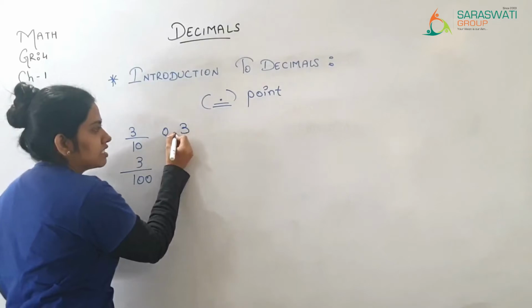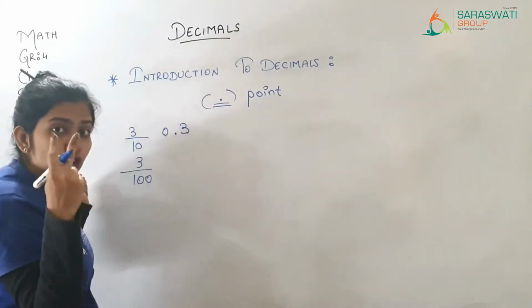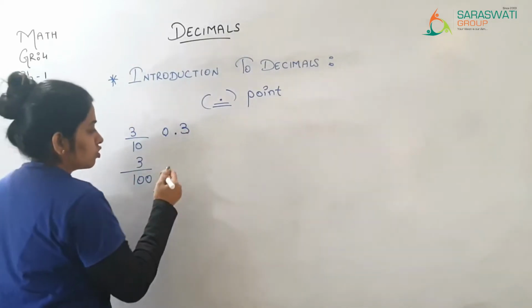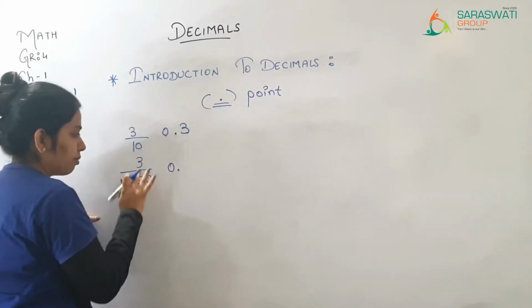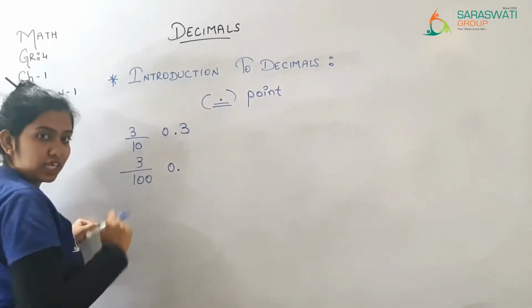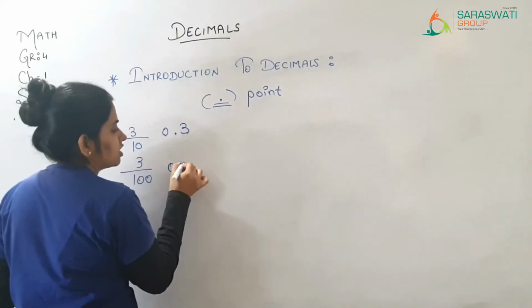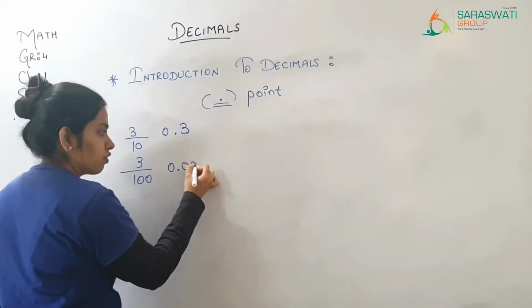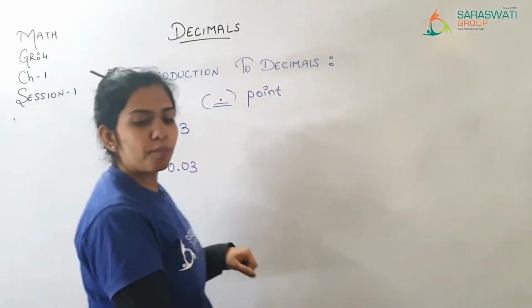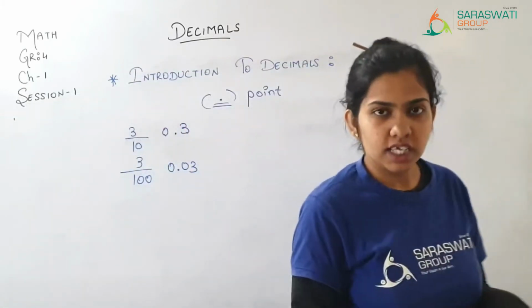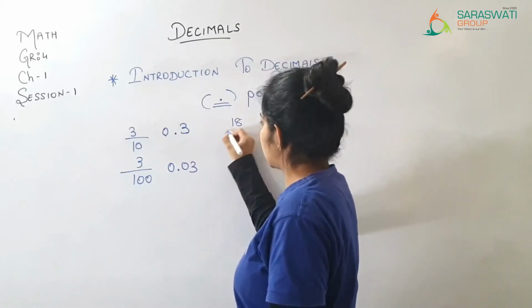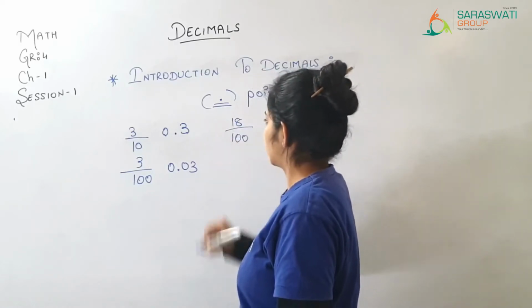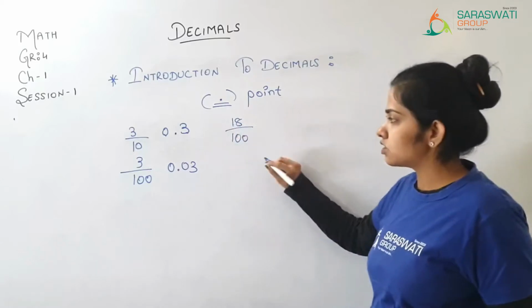Now if it was 3 upon 100, ऐसा होता तो 2 zeros हैं, right? तो यहाँ पे डेसिमल के पीछे हमें 2 डिजिट लिखने पड़ते हैं. So how we will write 0 point, यहाँ पे 2 डिजिट हैं और हमारे पास तो एक ही डिजिट है, तो हम एक डिजिट पे 0 लिख देंगे. 0.03.